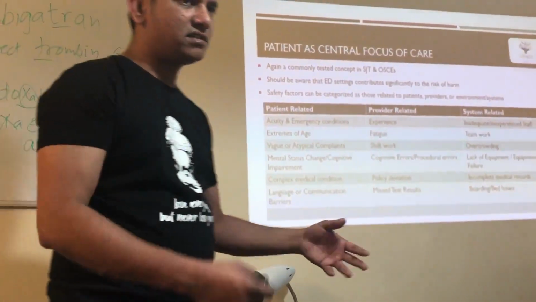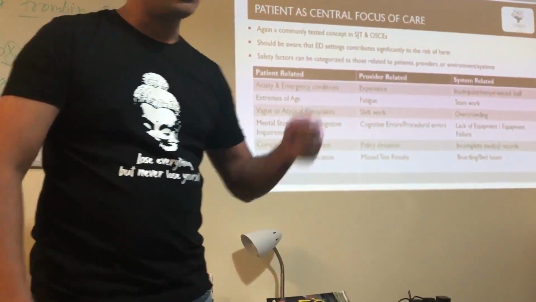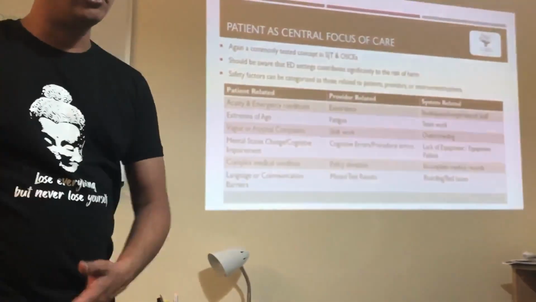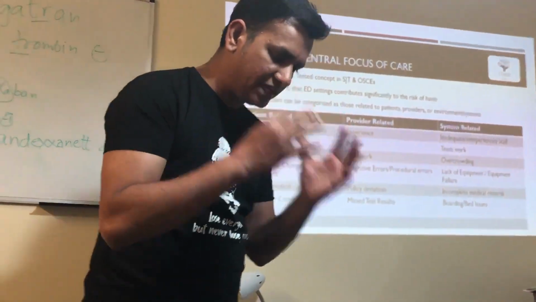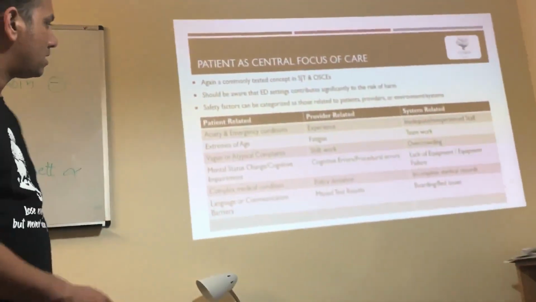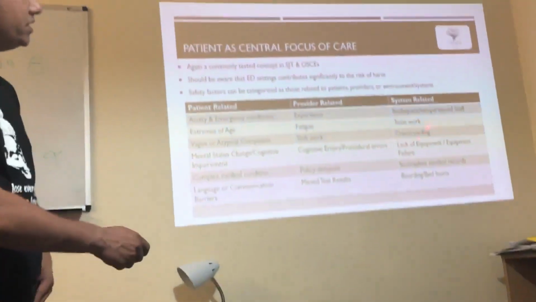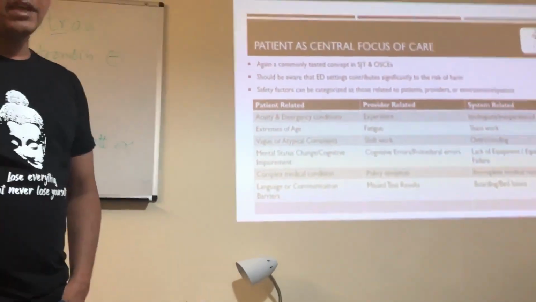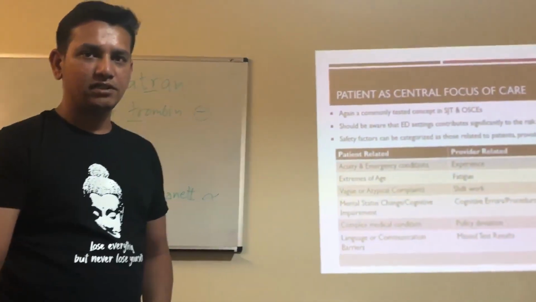Provider factor: provider is tired, fatigued. That's why we keep on telling you, go for your break, go for your break. It's not that we want to get you off the floor, it's that you need a break after 4 hours. Then overcrowding is a system factor. Lack of equipment, lack of resources, exit block. That is one thing.